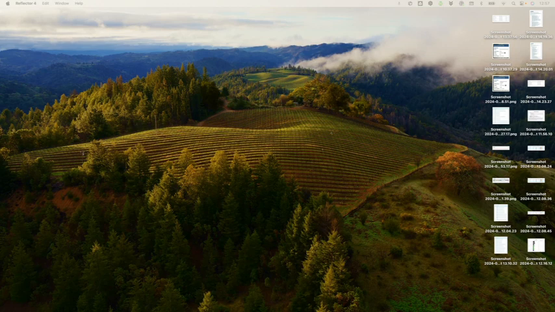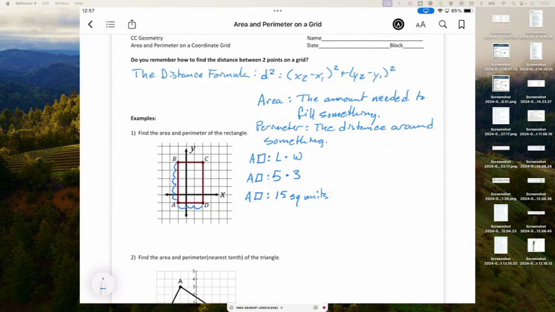My iPad chose to disappear again. I'll be right back with it. Okay, the technical glitch has been averted.